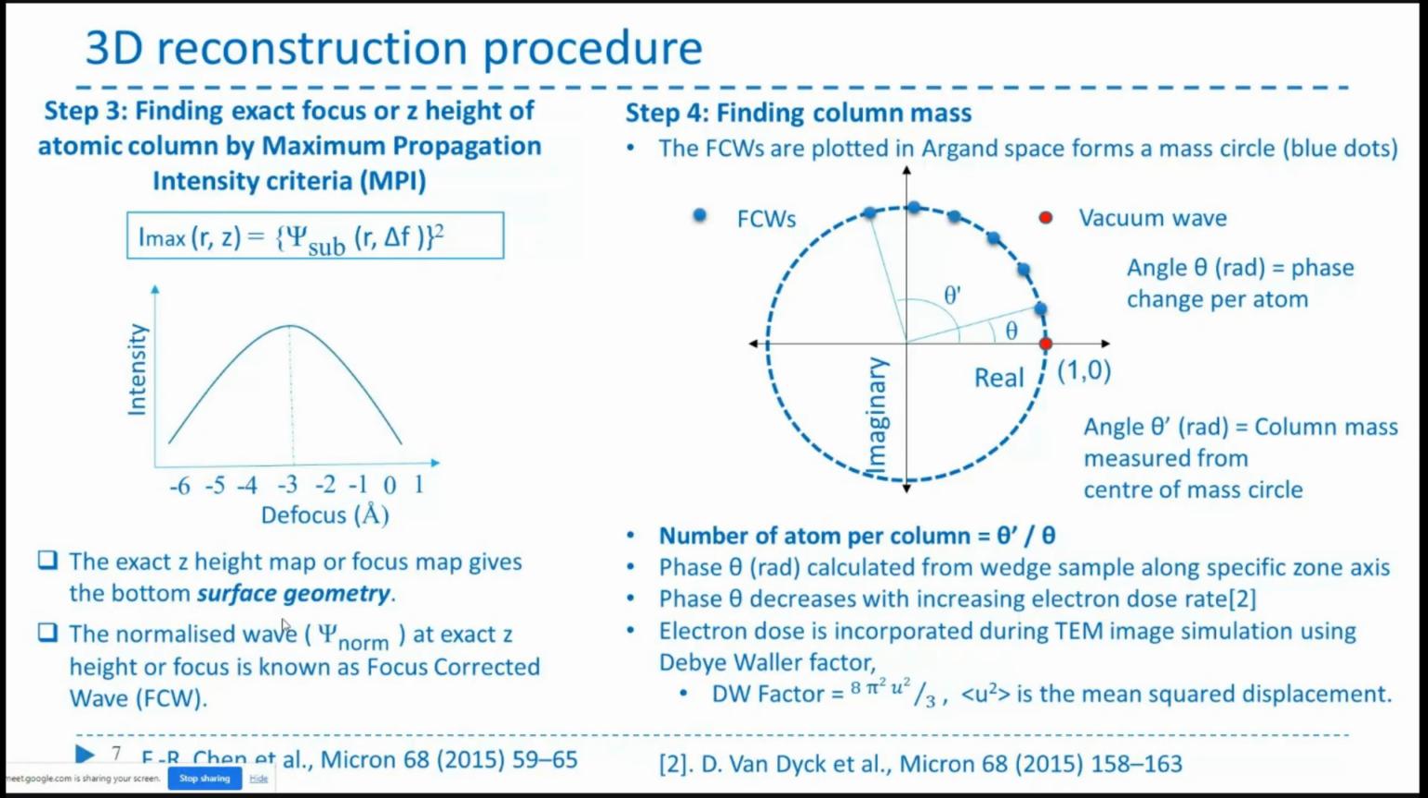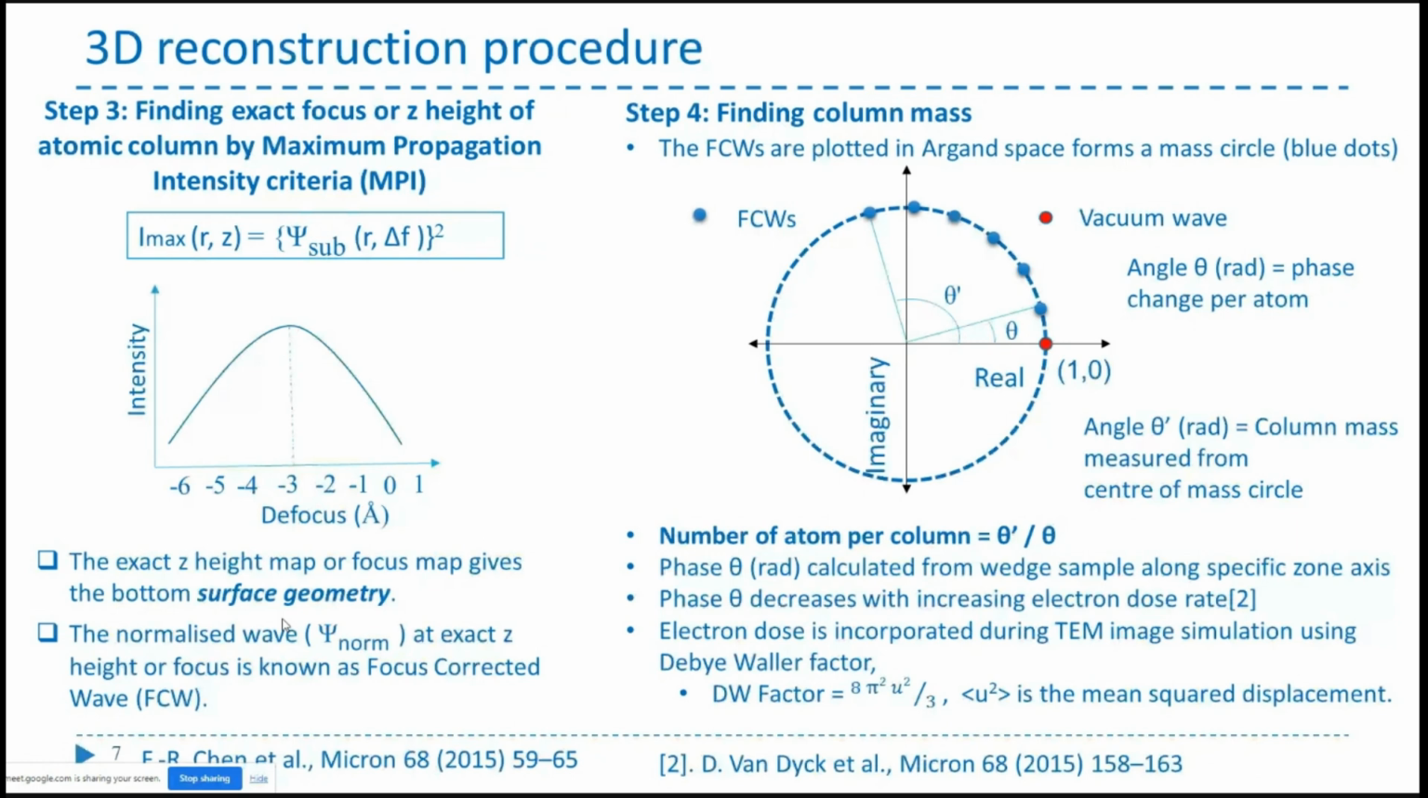Now comes the atom count. I got the bottom surface geometry, and now I need to know how many atoms are there. So how do we do that? This bottom surface geometry, the focus for the column wave at each atomic column, is called the focus-corrected wave, because you are correcting the height.